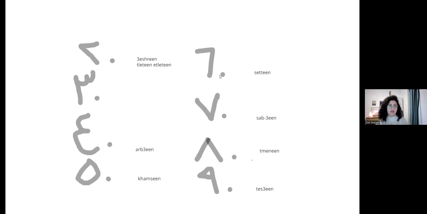I will clear the page. Now, if we want to say 21, in Arabic, we would say 1 and 20. So what is 1? Remember, it's wahad. Wa, remember, wa means and. 20 is 20. Wahad, wa 20. 22, can you guess it? You write 2, 2. 2 is 2 و 20.